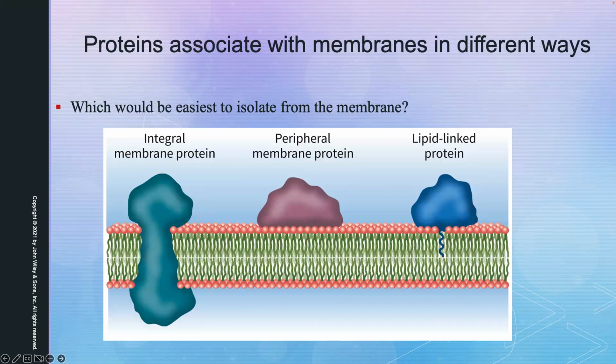This schematic is showing you integral proteins that will actually span the width of the membrane. You can have peripheral membrane proteins that are associated with the membrane surface. And then you can have lipid-linked proteins whose attached hydrophobic tail is what incorporates into the lipid bilayer.